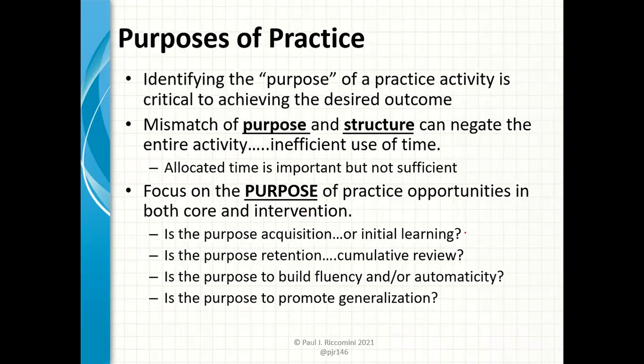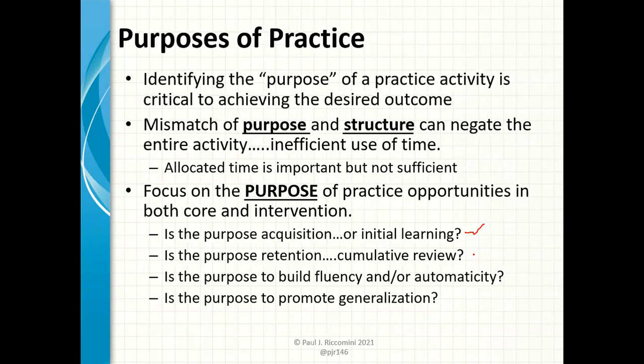One purpose of practice is obviously the initial learning. So kids have never learned, didn't know something, you teach it, you want to give them practice so they can acquire the skill. Practice in that stage is very slow. Kids need a lot of your support, prompting, guidance. They make lots of errors. And the focus is for them to just acquire the skill or concept.